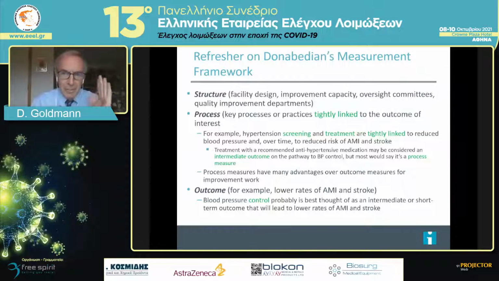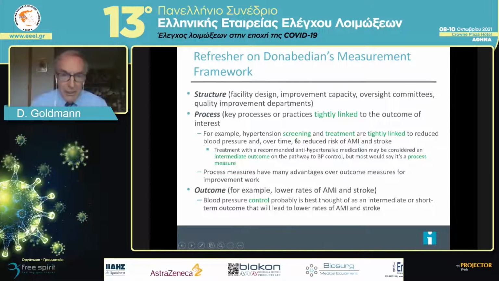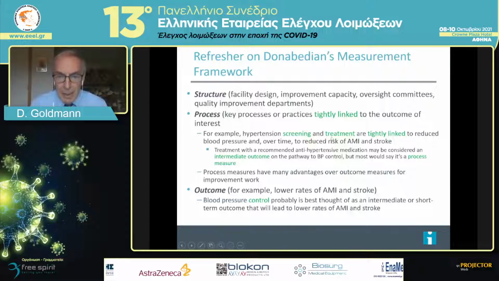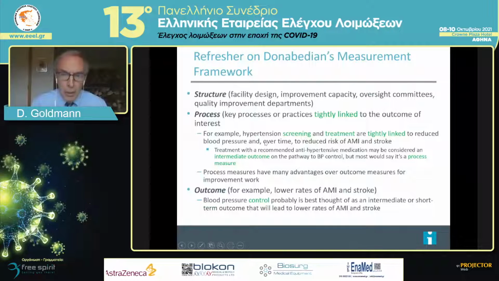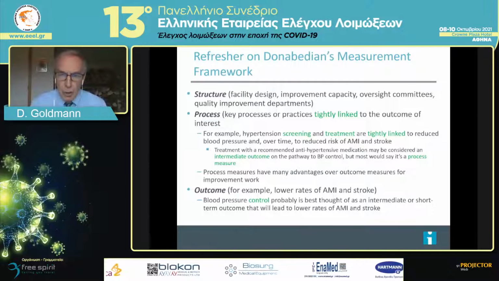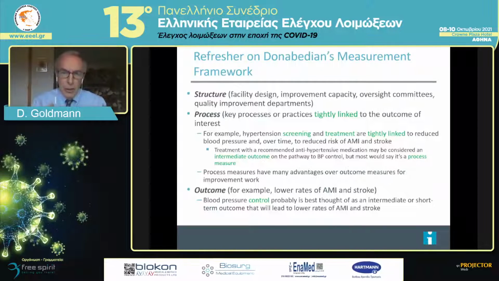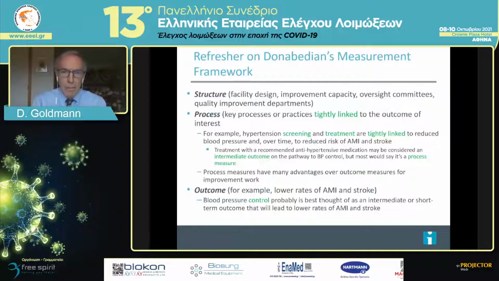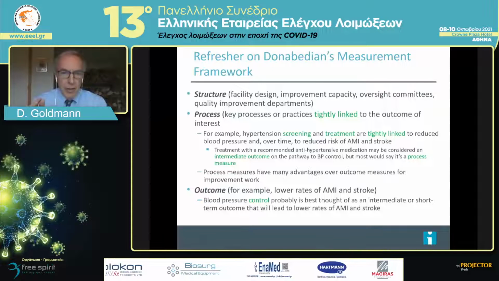I can't remember the precise data, but if you've got to screen patients in order to treat them, and we know that if you screen and treat them, that's tightly linked to reducing blood pressure, lowering the rate of hypertension over time, and then to ultimately reduce myocardial infarction and stroke. So screening and treatment are process measures that you have to have in place in order to get to blood pressure control and reduce risk of long-term cardiovascular events.